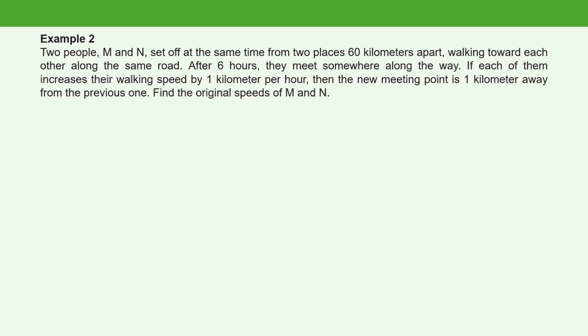Example 2. Two people, M and N, set off at the same time from two places 60 kilometers apart, walking toward each other along the same road. After 6 hours, they meet somewhere along the way. If each of them increases their walking speed by 1 kilometer per hour, then the new meeting point is 1 kilometer away from the previous one. Find the original speeds of M and N.